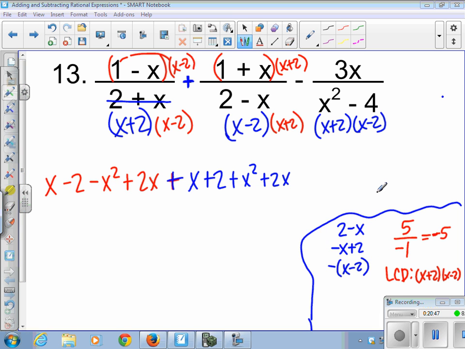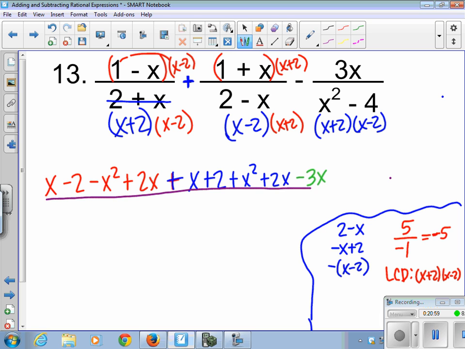I didn't need to add anything to that third fraction, so I'm just going to write minus 3x. And so then here is everything in the top, and that's a lot. But I know that it all is going to go over that common denominator, so I'm going to write that common denominator as x plus 2, x minus 2.